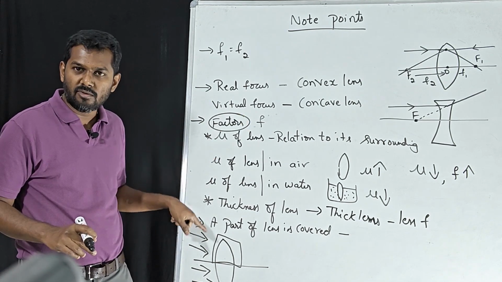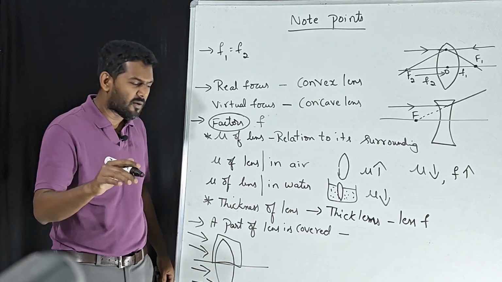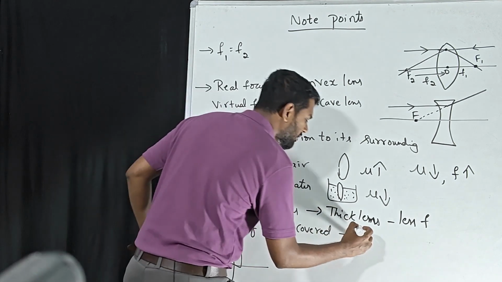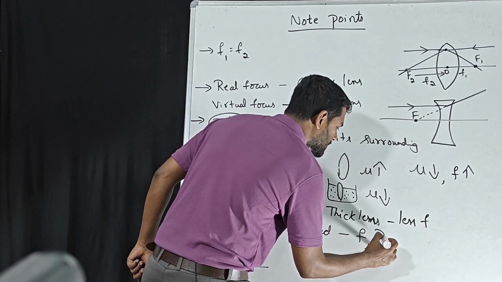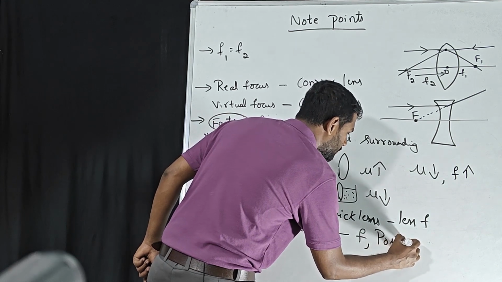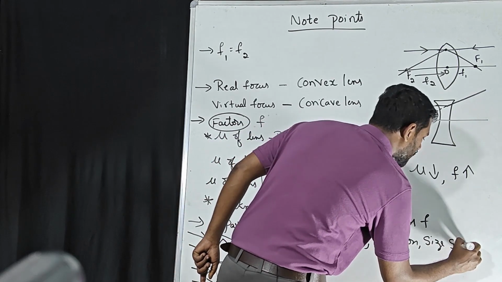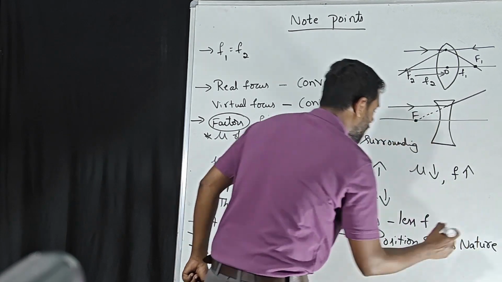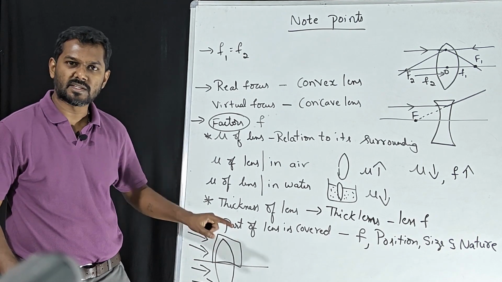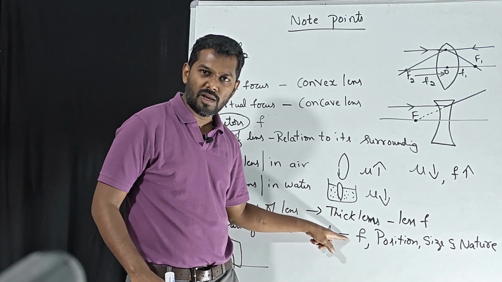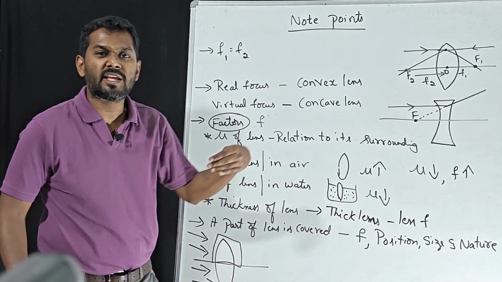See, first thing, whenever a part of a lens is covered, a small part or a bigger part, the focal length will never change. The position of the image, size, nature, all these things will never change. Keep this in mind. When some part of the lens is covered, the position, focal length of the lens, size of the image, nature of the image, all these things will never change.